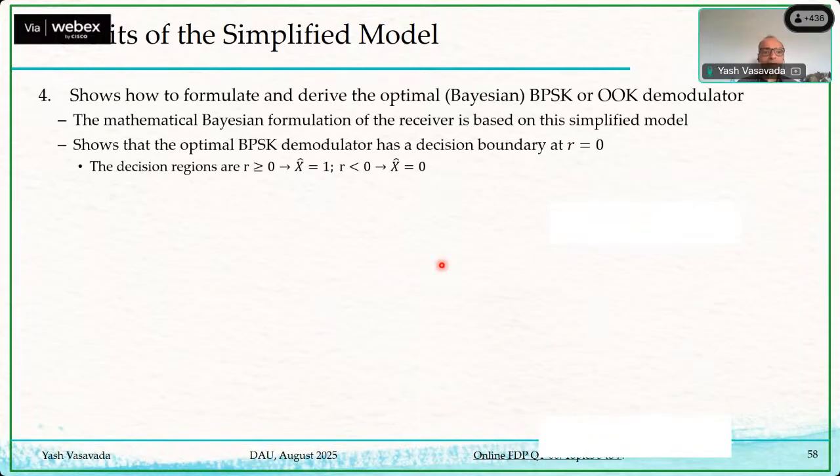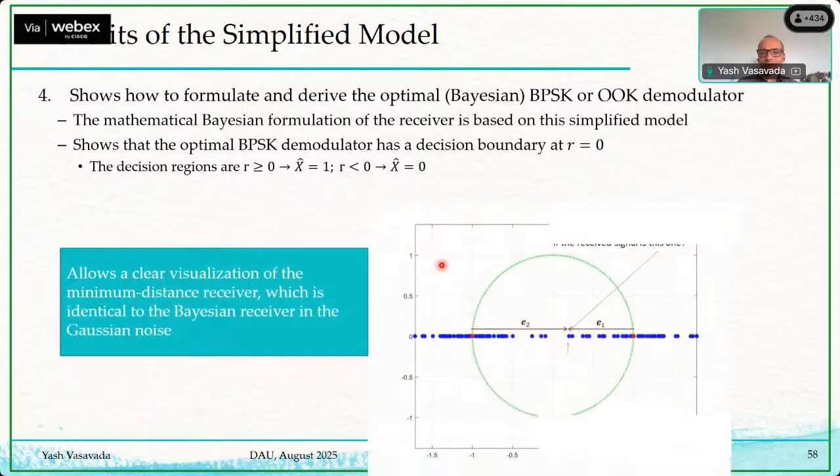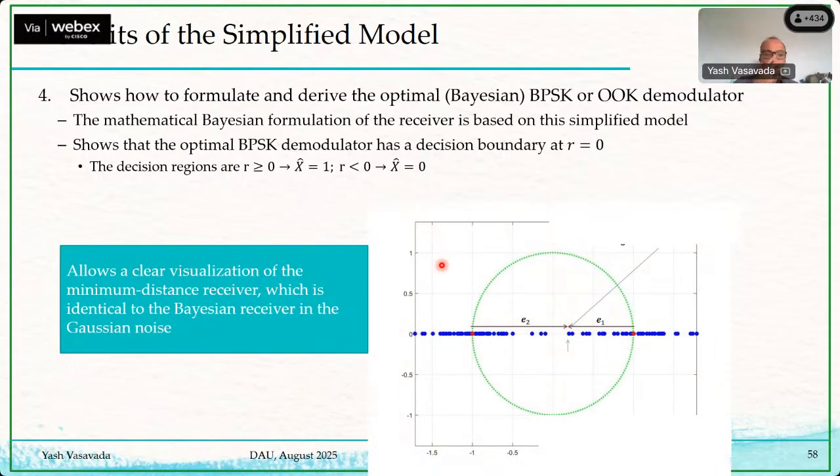We also saw the optimal Bayesian technique, the maximum likelihood technique especially, and how to formulate it. And we understood that because maximum likelihood is similar to minimum distance detection, what we did for BPSK we can extend even to on-off keying. So that is what we did.